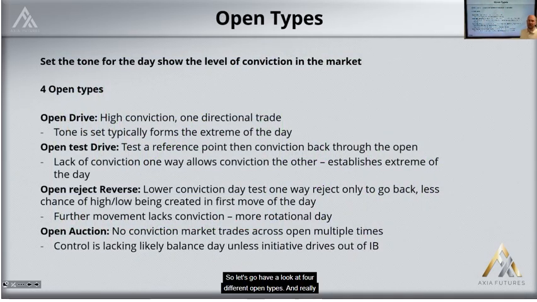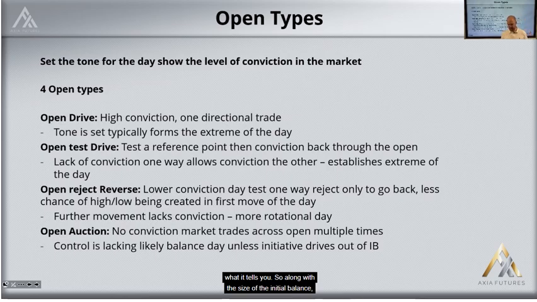So let's have a look at 4 different open types, and really this is all there are. Everything will fall roughly into one of these. Some are going to be very, very obvious, some are not. And there is one, I'll talk about this in a moment, that I think is your catch-all. If it's not any of the others, it probably falls into that one. Now what you're trying to take from your initial balance, and by defining what type of open it is, is to be very clear on what you expect the rest of the day to bring.